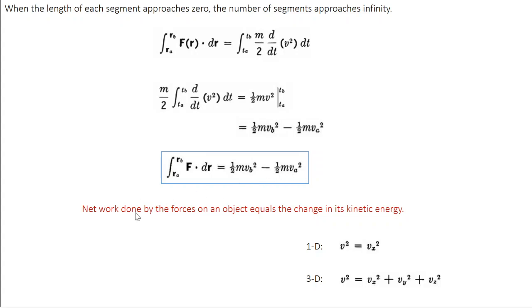So once again you have shown that the net work done by the forces on an object equals the change in its kinetic energy. So this is the work energy theorem for multi-dimension or for several dimensions. Now one thing you have to remember is that in the one-dimensional case, when I say v square, I mean explicitly vx square or vy square or vz square. Only one dimension is there. In the case of three-dimensional, I have three components x, y, z. So v square is vx square plus vy square plus vz square.